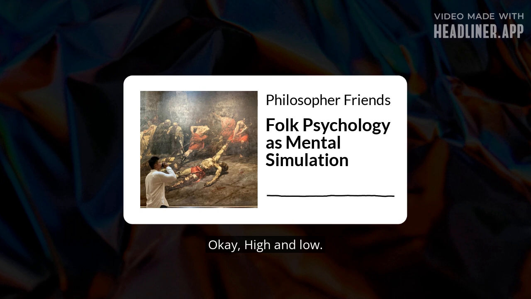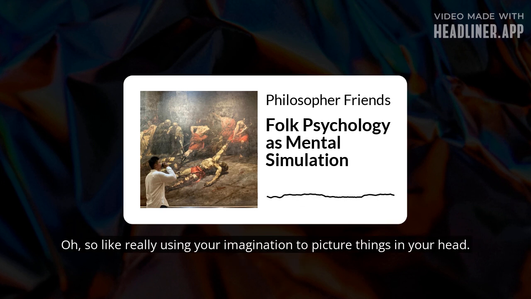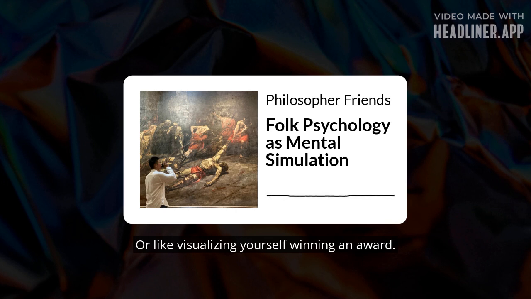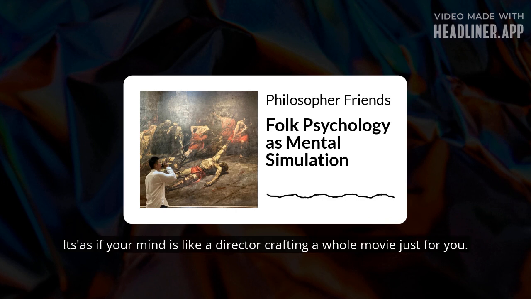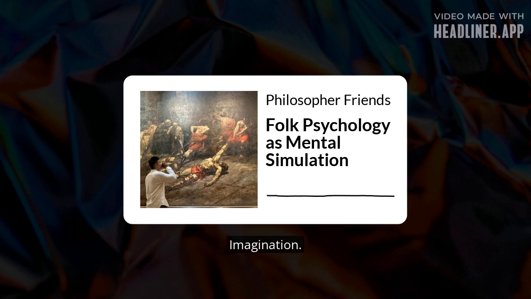Okay, high and low. High-level simulations are more deliberate, like when you're imagining yourself having a tough conversation. Oh, so really using your imagination to picture things in your head. Exactly. Or like visualizing yourself winning an award. Makes sense. It's as if your mind is like a director crafting a whole movie just for you. I like that analogy. And there's more and more evidence suggesting that these high-level simulations are all driven by one cognitive mechanism. Oh, really? Which one? Imagination. Wow, so imagination is like the key to all of this.